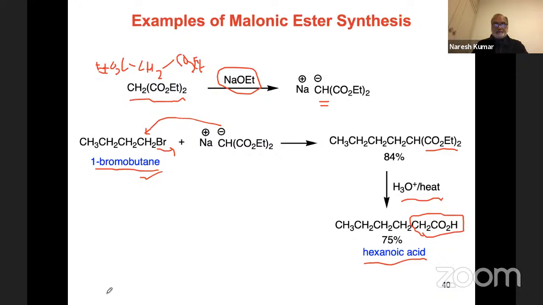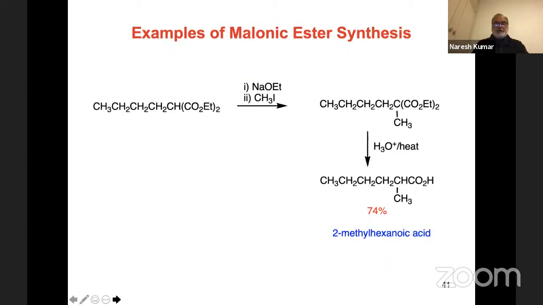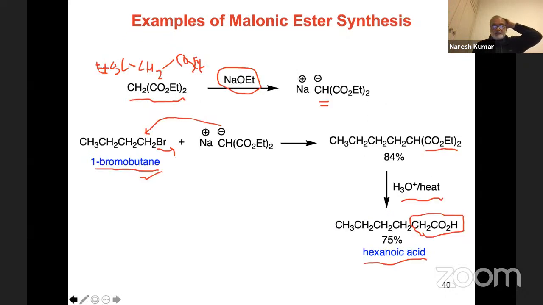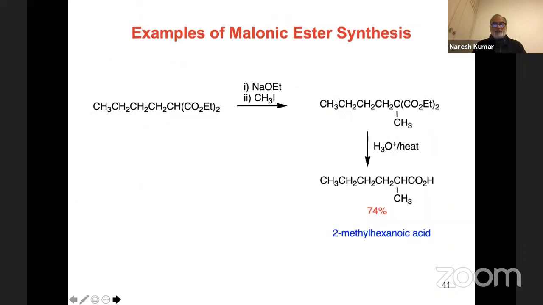So the beauty of this reaction is that you can add a CH2CO2H into a molecule and increase the chain length. What about if I use the intermediate which I have already? So I have this intermediate compound in 84% yield, and I want to put another alkyl group at this position. I can do that quite easily, and I can get a substituted acid in that case. And this is shown on this slide here.